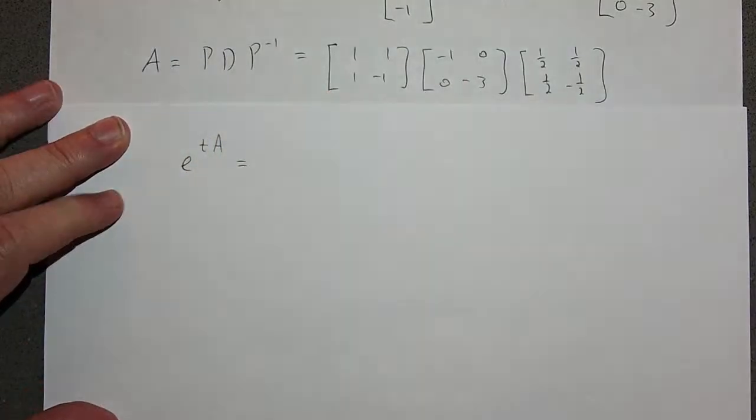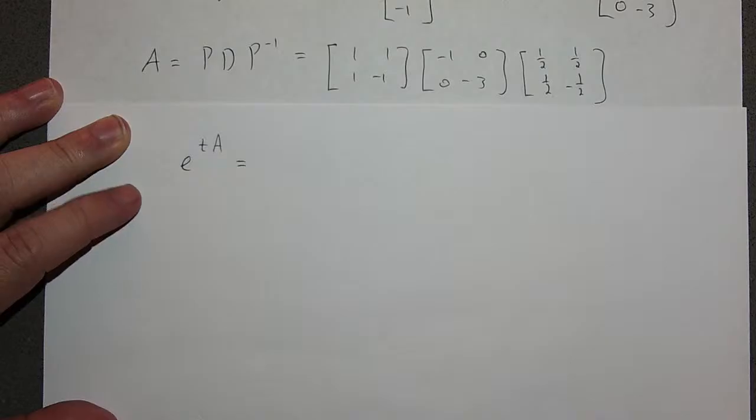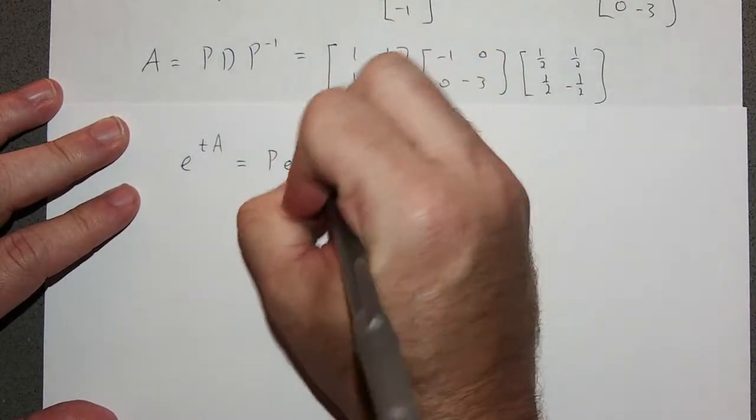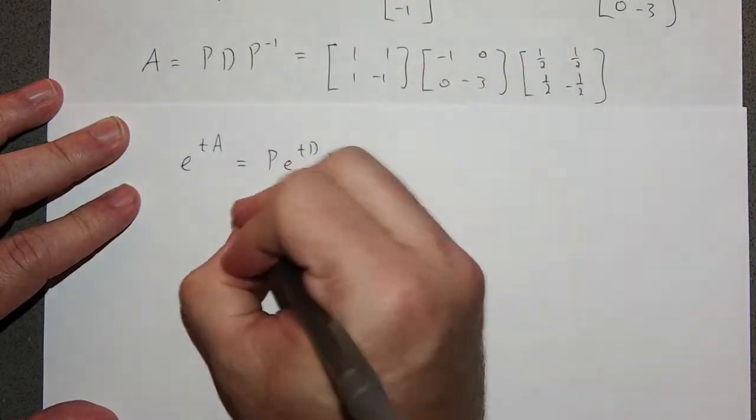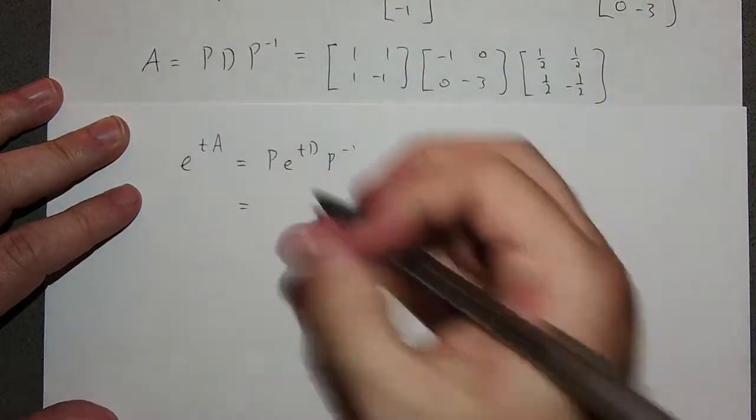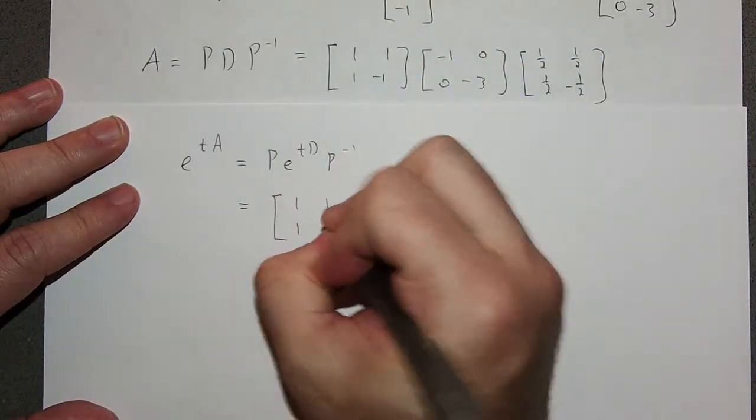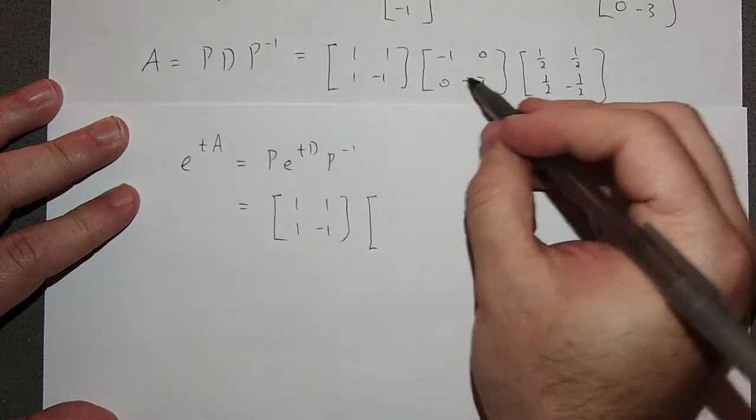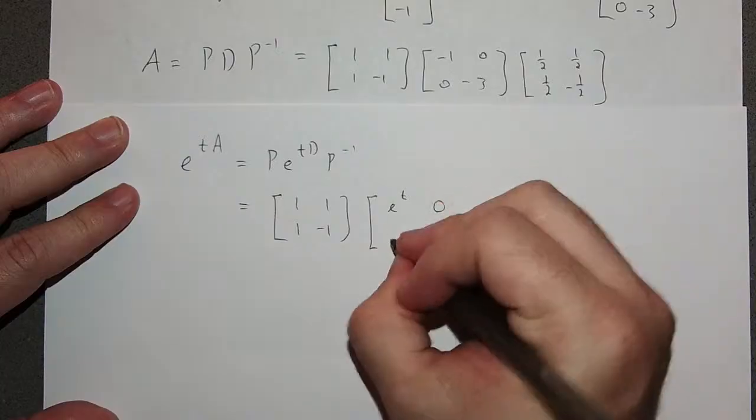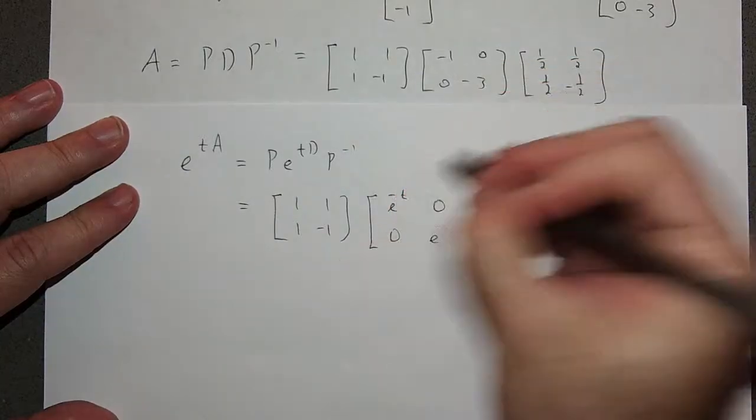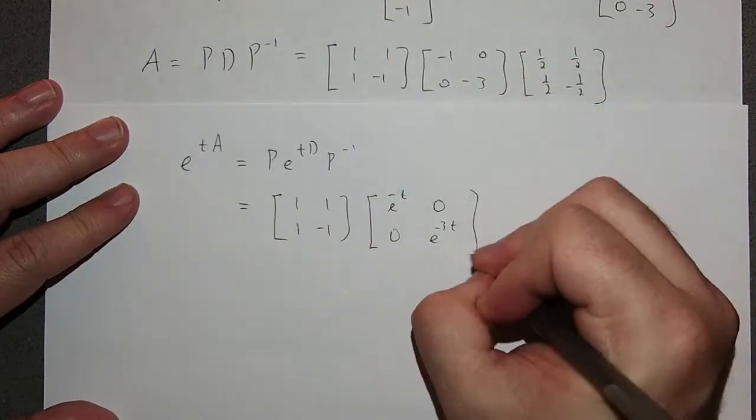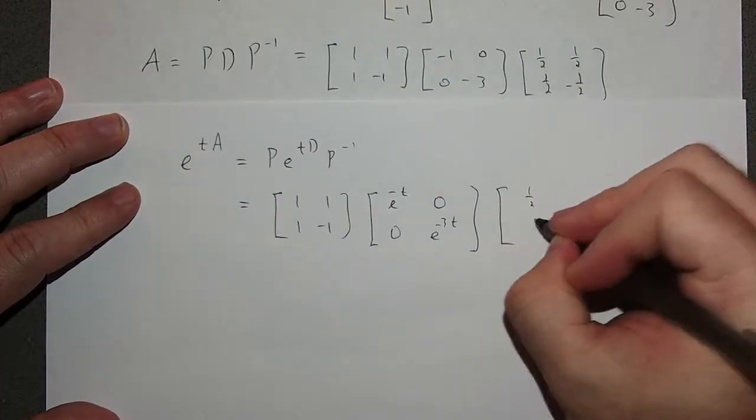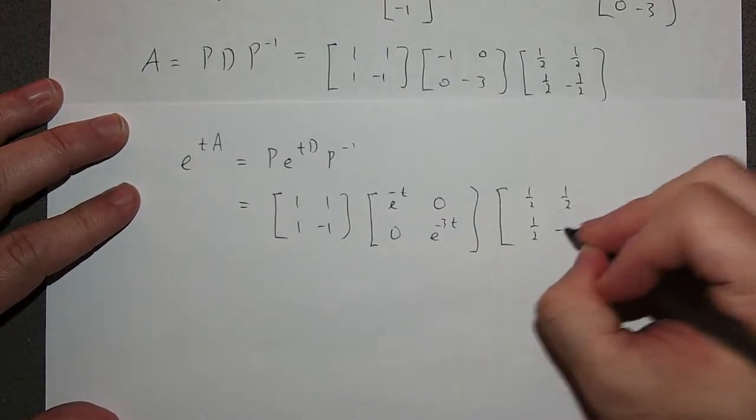What is this thing? This is P e to the TD P inverse, which is, I'm just writing out these matrices again. This is [1, 1; 1, -1]. E to the TD, of course, is [e to the T, 0; 0, e to the minus 3T]. Here we go. Times [1/2, 1/2; 1/2, -1/2].